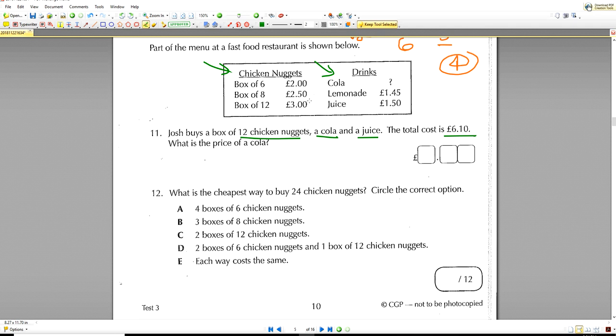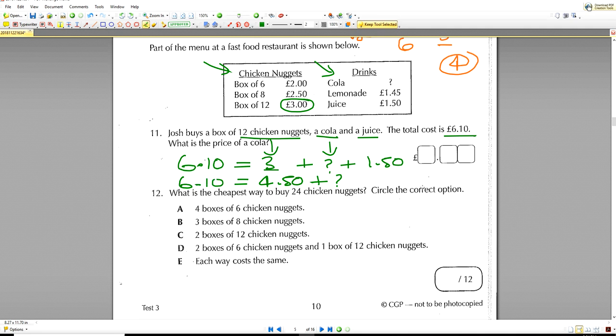So 12 chicken nuggets cost us £3, and a cola costs, we don't know, and the juice costs us £1.50. And we know all of this works out to be £6 and 10p. So £3 and £1.50 will give us £4.50, add the cola, gives us £6.10. So in order for us to work out the cost of the cola, we need to minus these two to work out the difference, because the opposite of adding £4.50 is to minus £4.50.